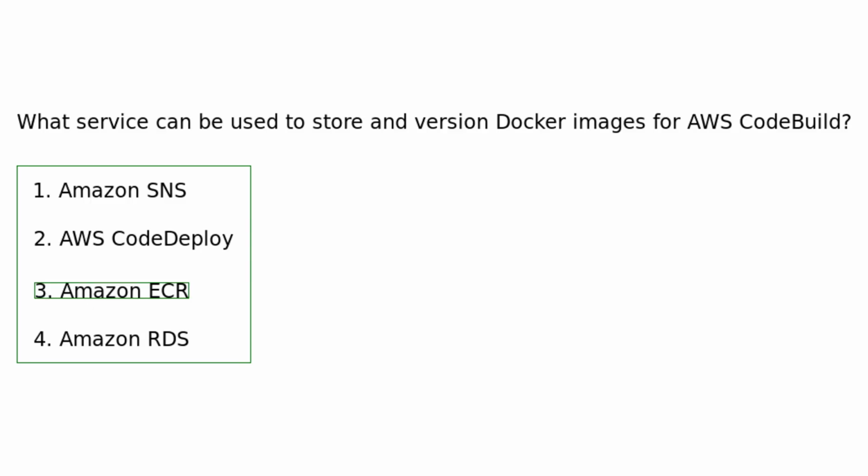Amazon Elastic Container Registry is used to store and version Docker images for use in AWS CodeBuild.